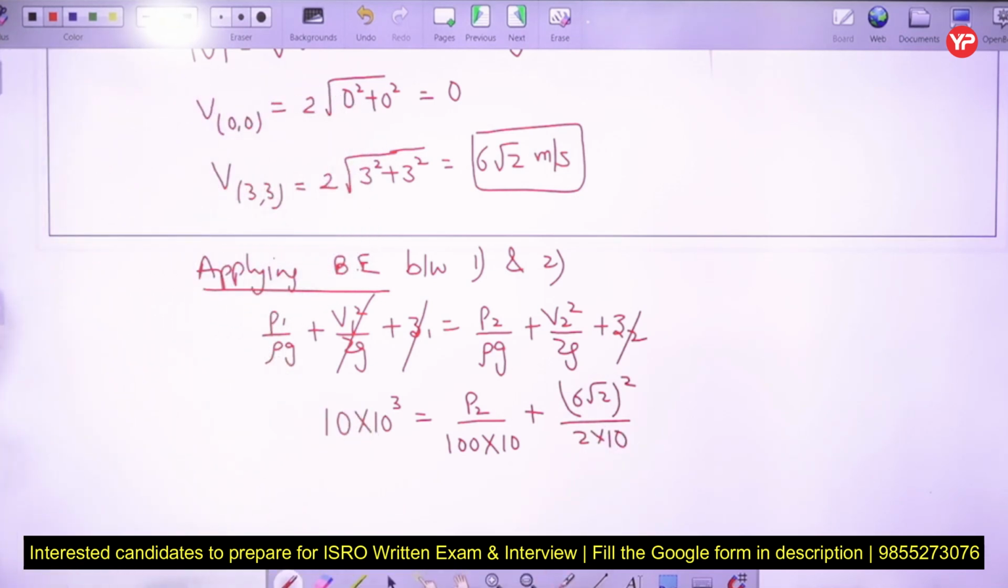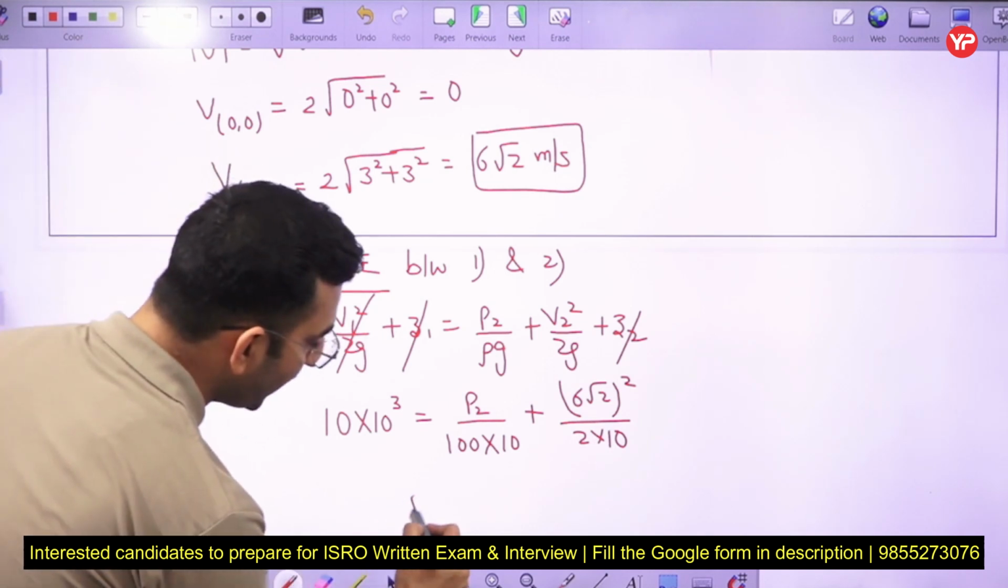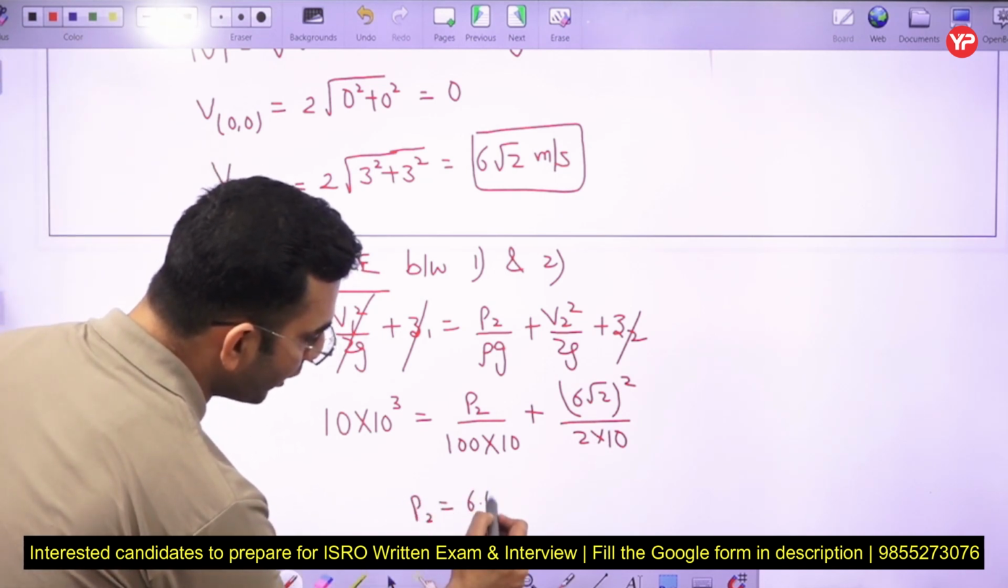If you just solve the entire question here, the answer which you are going to get is P2 equal to 6.4 kilopascal.